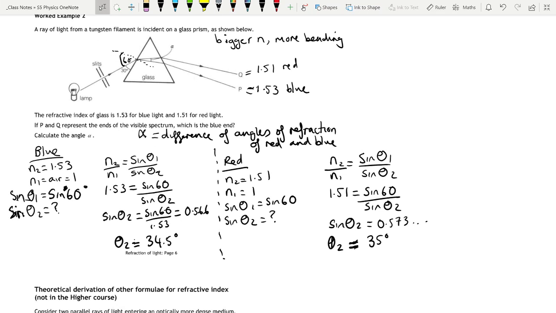So we still haven't finished yet because we need to know alpha, which is the difference between those. So alpha is 35 take away 34.5, which comes to 0.5 degrees. And that is your final answer.